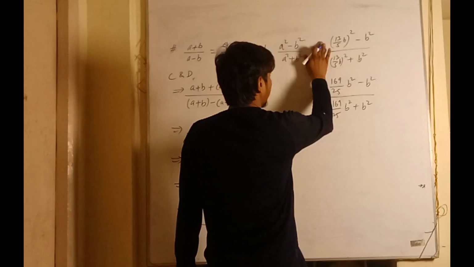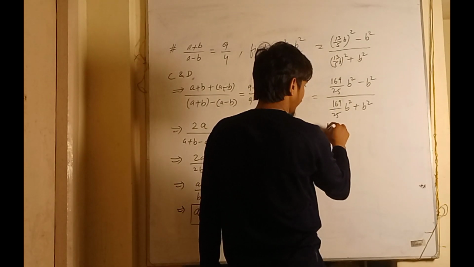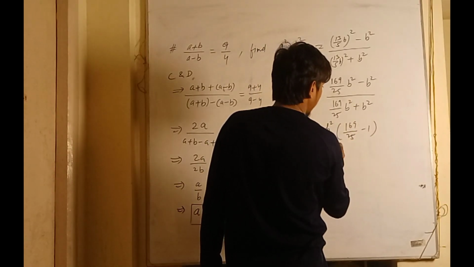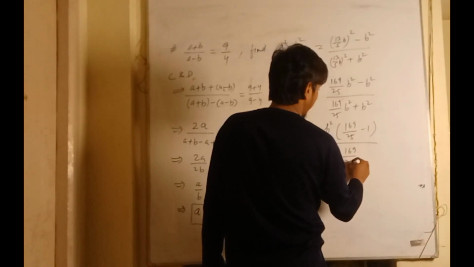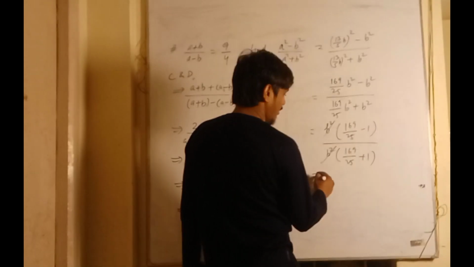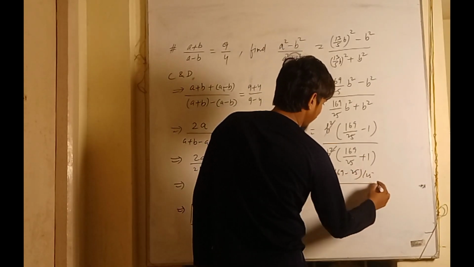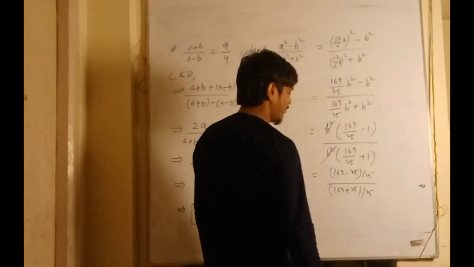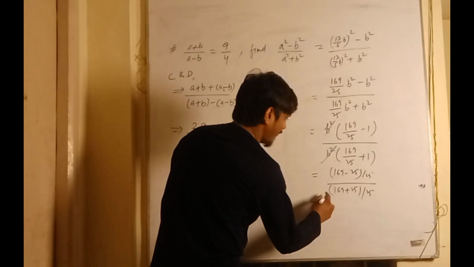So we can find that this b square and b square is common in numerator, so we can take b square common, then we'll get it as 169 by 25 minus 1, and in the denominator also if we are taking b square common, we'll be left with 169 by 25 plus 1. This b square got cancelled, we just have to simplify this value, then 169 minus 25 over 25 in numerator, and 169 plus 25 over 25 in denominator. So this denominator 25 and this denominator 25 are going to be cancelled, and we are left with 169 minus 25.